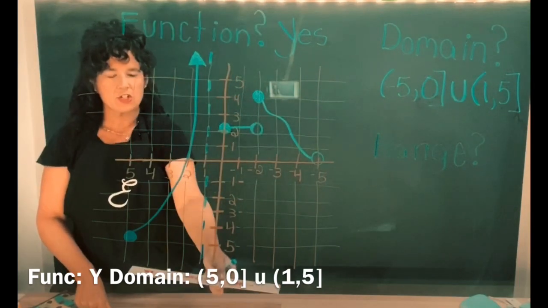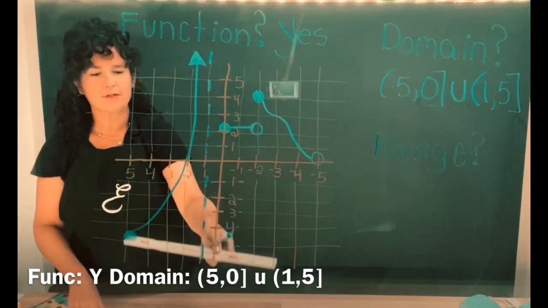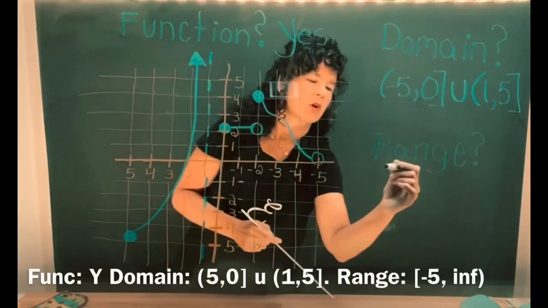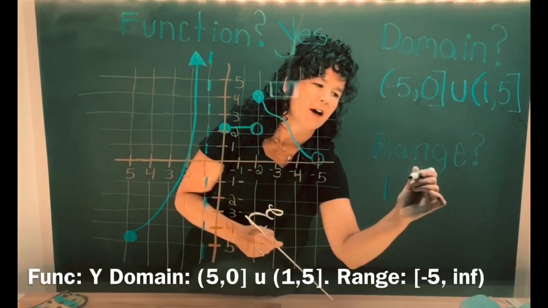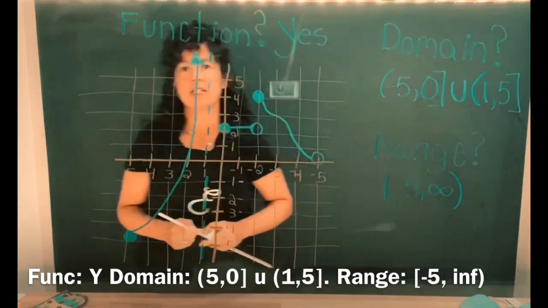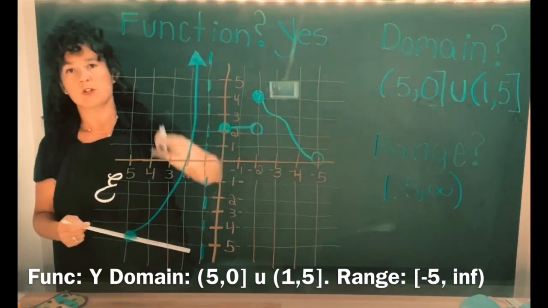So the range is going to be -5, including -5, through infinity. So bracket -5 through infinity. And you use a parenthesis for infinity because you never actually get there. It's just a concept. You're not going to include it.